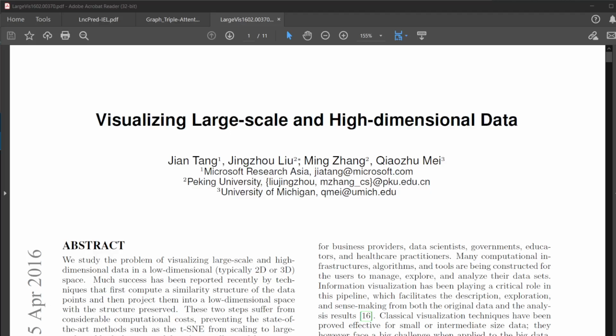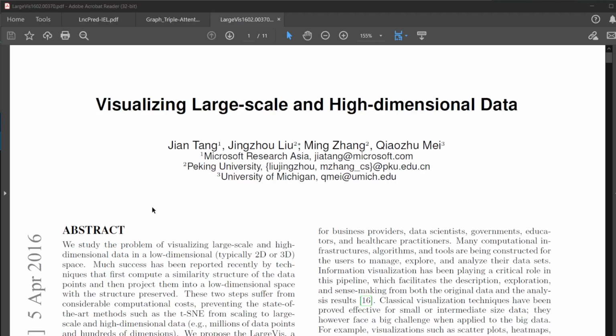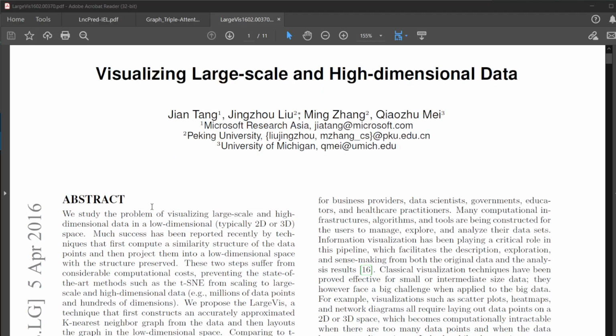Visualizing large-scale and high-dimensional data. Jian Tang, Jingzhou Liu, Ming Zhang, Qiaozhu Mei. Microsoft Research Asia, jiatang at microsoft.com. Peking University, liujingzhou, nisang_cs at pku.edu.cn. University of Michigan, qmei at umich.edu. Abstract.